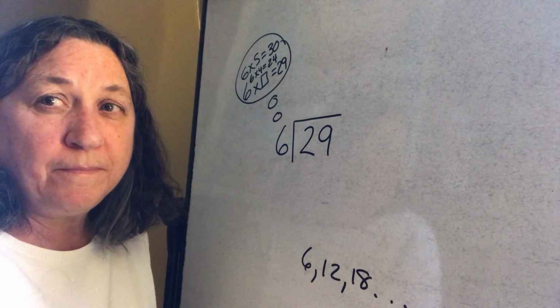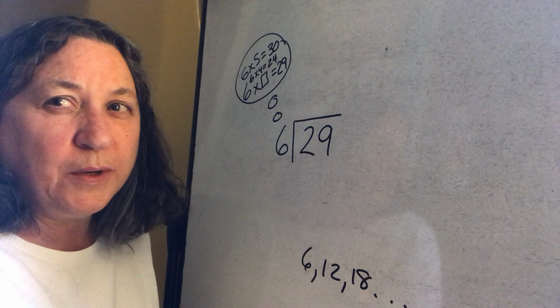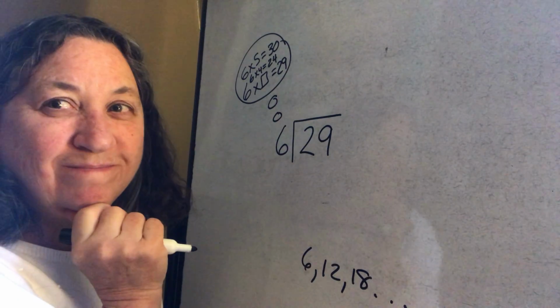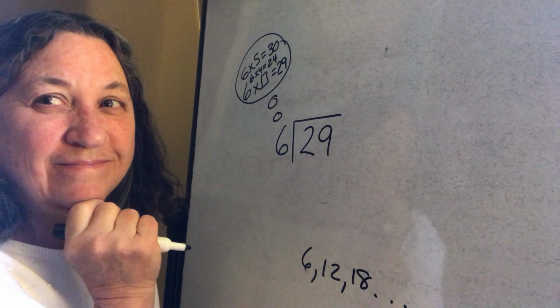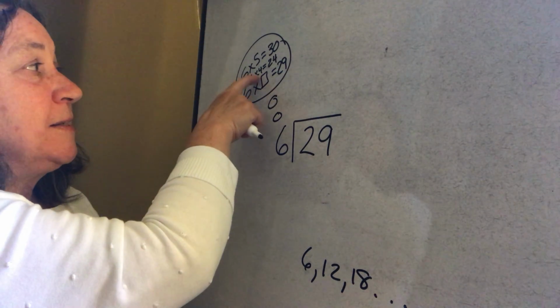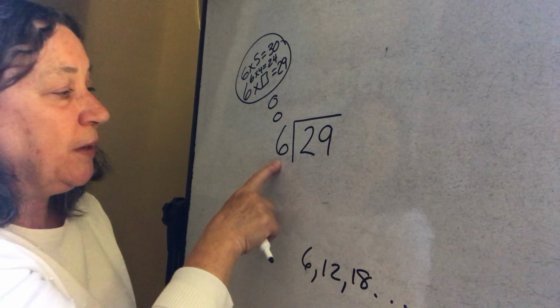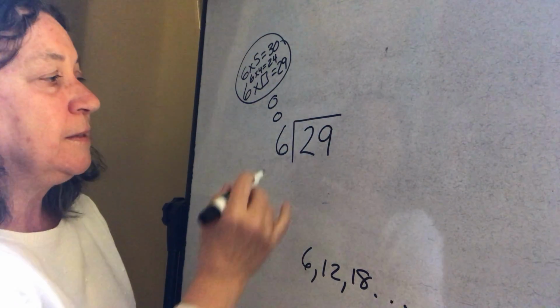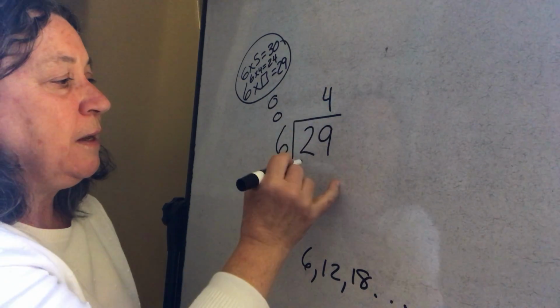Are you ready? You write it. What do you think is going to go here and here? I'll wait for you. Right, we decided 6 times 4 is 24, so you would write 6 times 4 is 24.